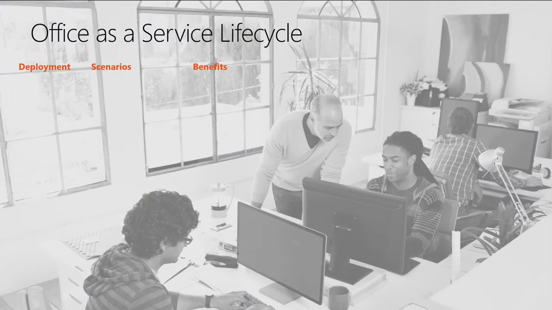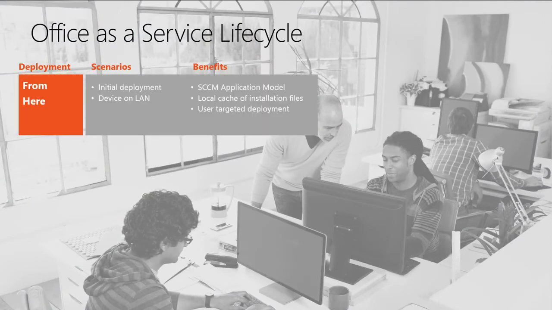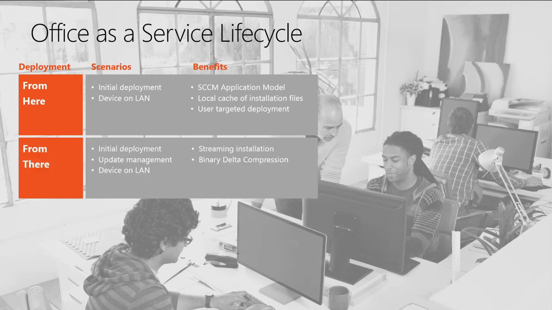So let's talk about when to use each one of these. We have what we call from here. I want to deploy it from my actual desktop, right? This is great for initial deployments, especially if you're connected on the LAN, or if you're going to be disconnected at any point, you could certainly walk away with that. All the bits are located on your actual desktop. That's fantastic. Great for the SCCM application mode. Like I said, you're using the local cache, and then you can target that from a user perspective.